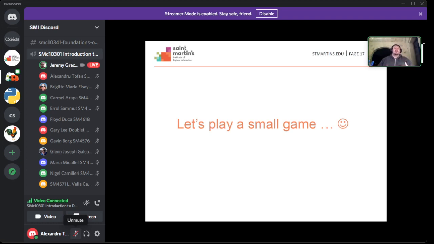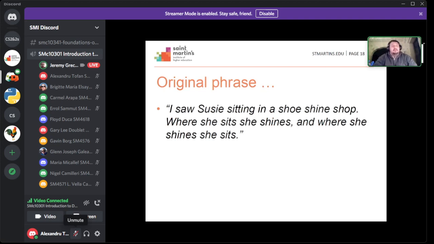You probably have also experienced this in the form of a game. Have you ever played the telephone game? Yes, of course, we used to play it as kids. It showcases how much a message can devolve depending on the number of jumps it makes from one person to the next. If you take, for example, this sentence over here: I saw Susie sitting on a shoe shine in a shoe shine shop. Where she sits, she shines. Where she shines, she sits.